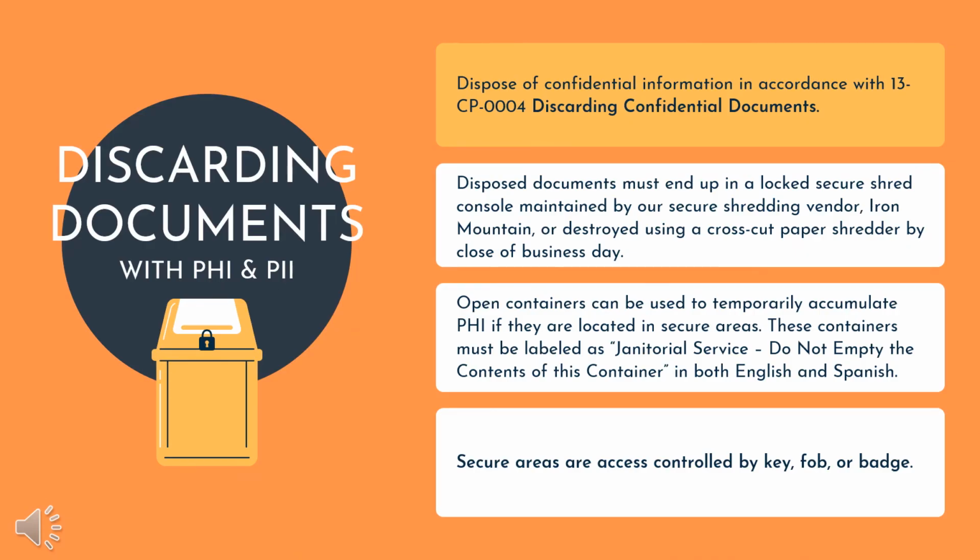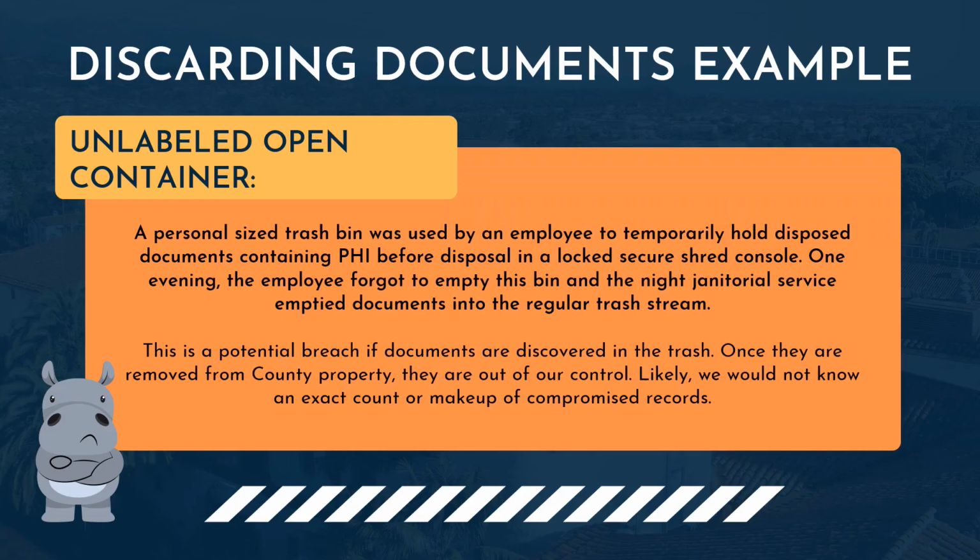Never throw away documents containing PHI or PII into regular trash cans. These should be discarded in designated locked bins for shredding, or you can manually shred them yourself with a cross-cut paper shredder. While using open, marked containers temporarily in secure areas is acceptable for the workday, this is not preferred. Secure areas include those that are inaccessible without a key, fob, or badge.